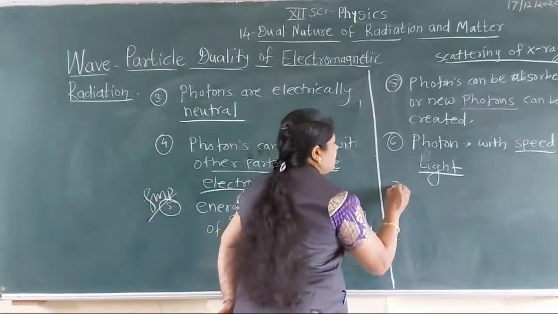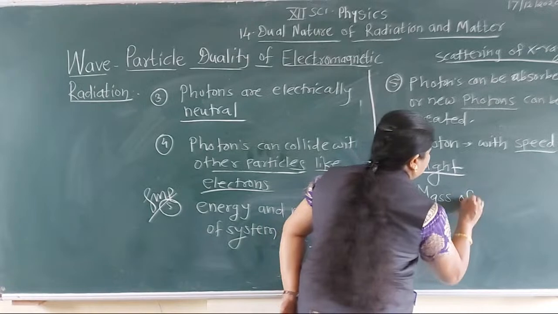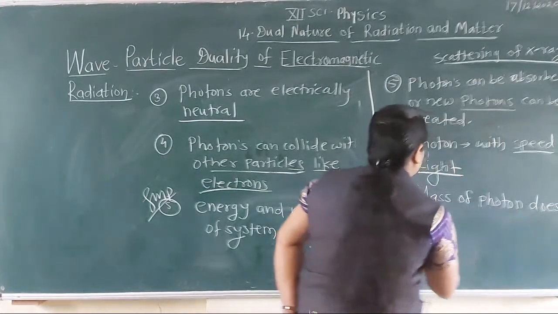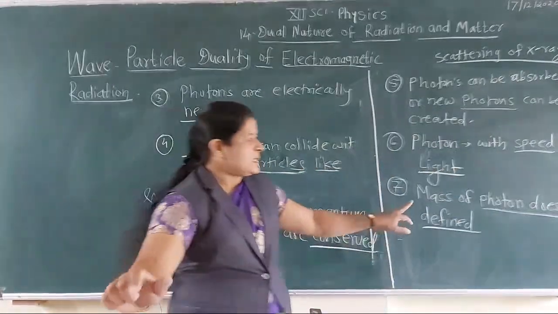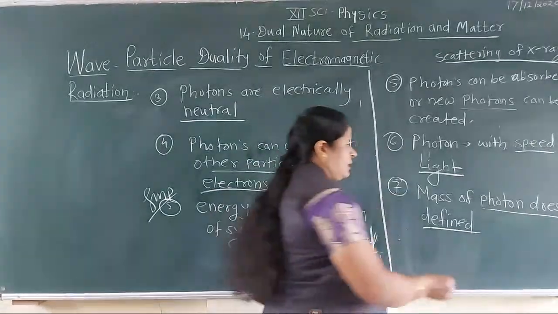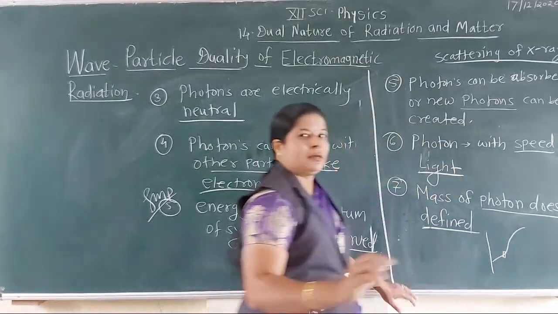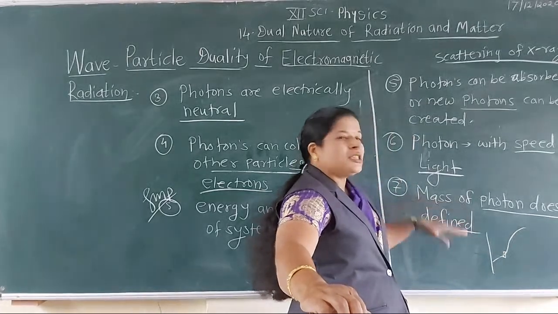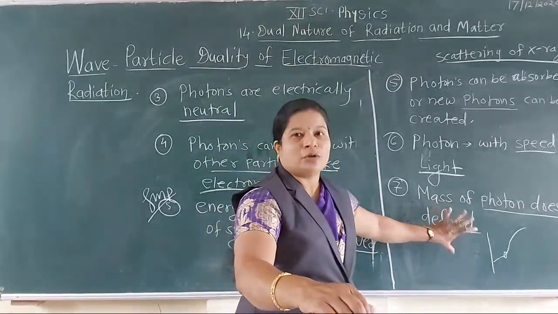And last, observation number 7. Mass of photon is not defined. This is the important observation, student. Till today, the photon mass is not defined. That means the quanta having a photon, and that photon mass is not defined.